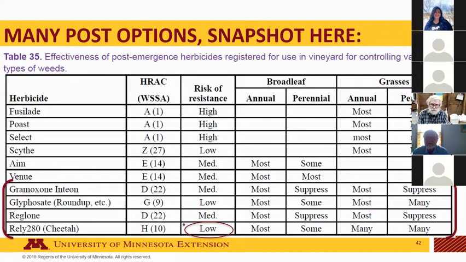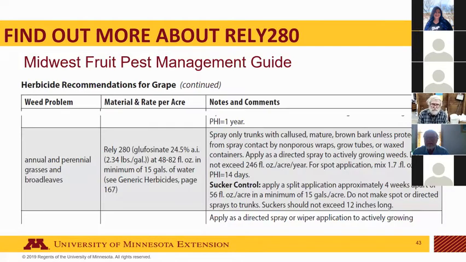And so maybe you go, okay, I want to learn more about Rely 280 and see if that's something that I want to apply. You go to the Midwest Fruit Pest Management Guide to the weed management section for grapes. And oh, there's Rely, and we have a lot of information on it. So it says that it impacts both grasses and broadleaves. So good, that's consistent with what the other guide said. And then you see this information about spraying only trunks with calloused, mature, brown bark, unless covered with a grow tube. And then you can find your rates and everything like that there.